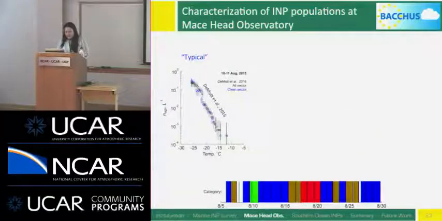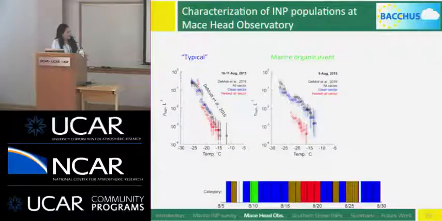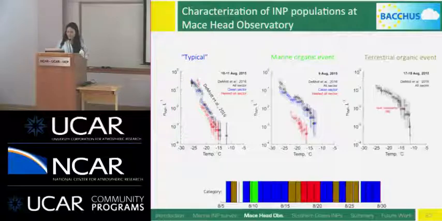And then just a final piece in terms of characterizing, like I mentioned, we can do these heat sensitivity studies. For this typical type, we did a heat sensitivity study and we find no statistically significant difference when we heat the sample. So this is probably more mineral-containing INP. And then during the marine organic event, we see a significant degradation in our INP activity, which suggests that these are biological in nature. And the terrestrial organic event has not been completed yet, but look forward to seeing that soon.